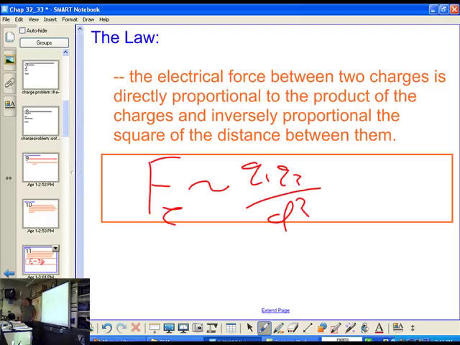Looks a lot like universal gravitation, doesn't it? Universal gravitation, a fundamental force of the universe, has exactly the same mathematical relationship as the electrical force, also a fundamental force of the universe. They're both fundamental forces, and they have the same mathematical relationship. Don't you like random things in the universe?